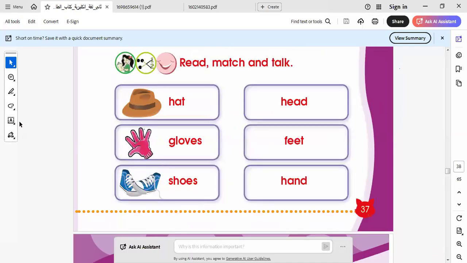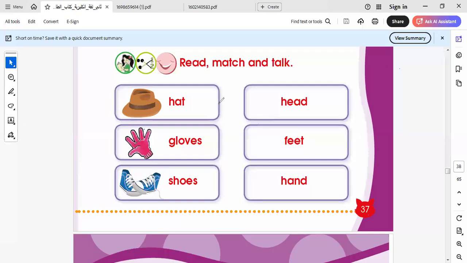Here let's do it together. Here is read, match, and talk. Hat, gloves, shoes, head, feet, hand. So these are the things that we wear. We wear the hat on the head. We wear shoes on feet. We wear gloves on hands. Now we end this part of the unit.